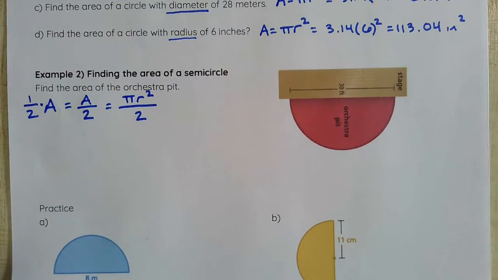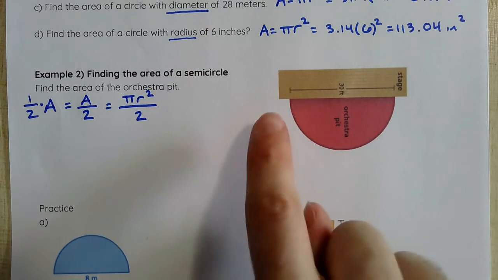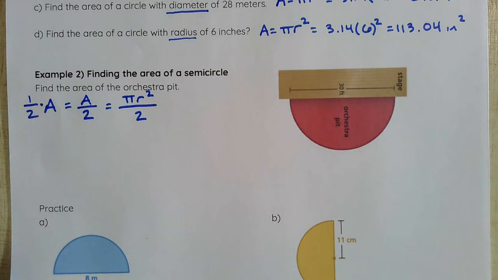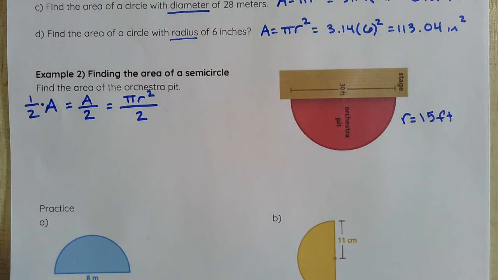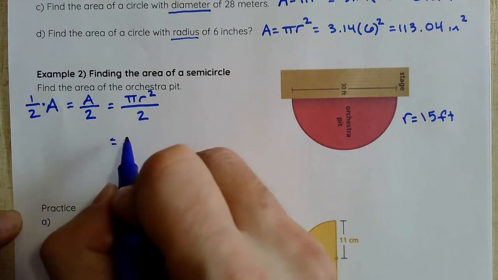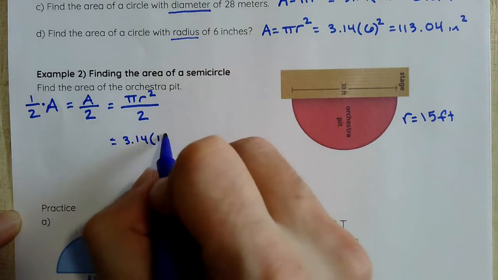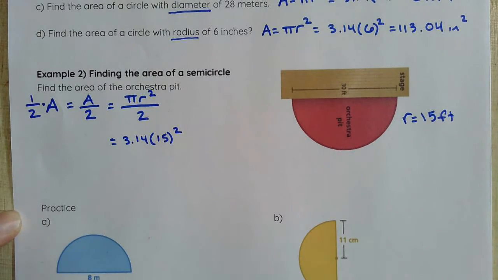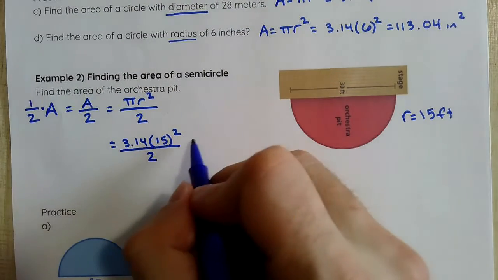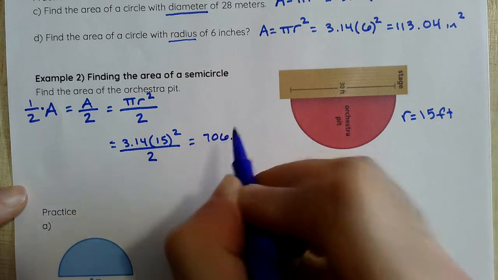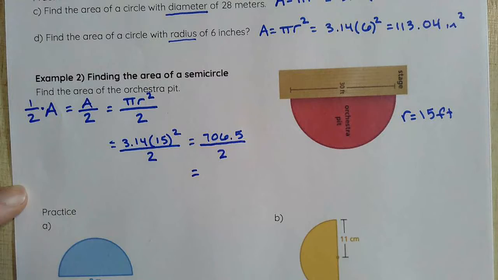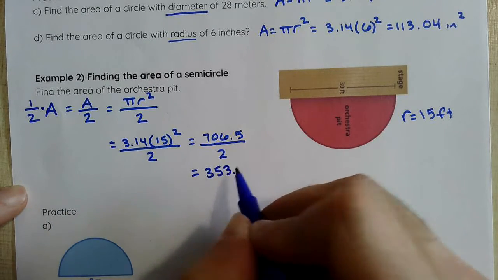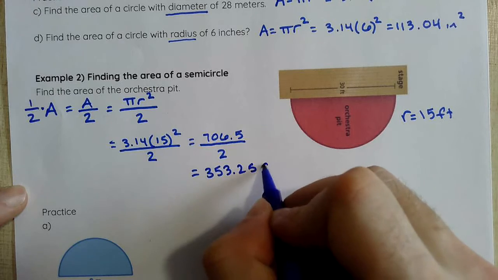So looking at our orchestra pit here, the orchestra pit has a diameter of 30 feet, which means it has a radius of 15 feet. So we're going to go ahead and substitute 15 in for r. So we're going to take 3.14 times 15 squared, and what that result is, we're going to divide it in half because we're talking about half of a circle. That's going to result in the numerator being 706.5, and we're going to divide that by 2 for a final result of 353.25 square feet.